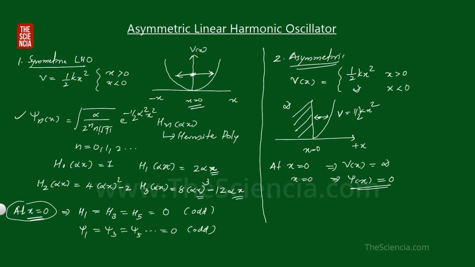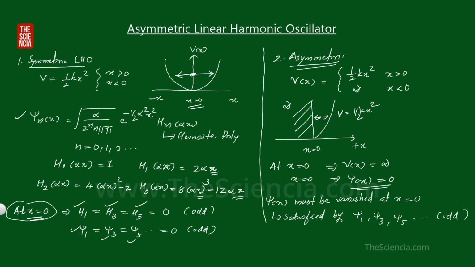That is, this wave function psi of x must vanish at x equal to 0. And this condition is satisfied by the Hermite polynomials H1, H3 and H5. So the corresponding wave functions are psi 1, psi 3 and psi 5, and so on. That is the odd ones.